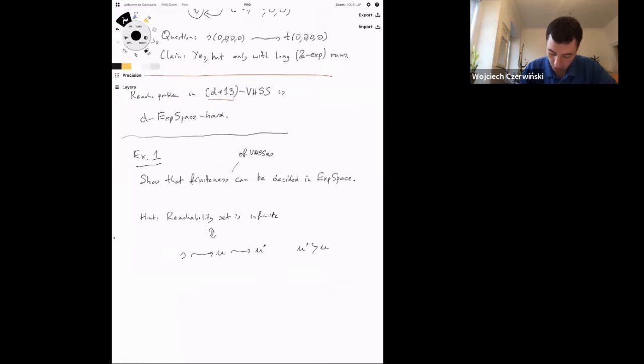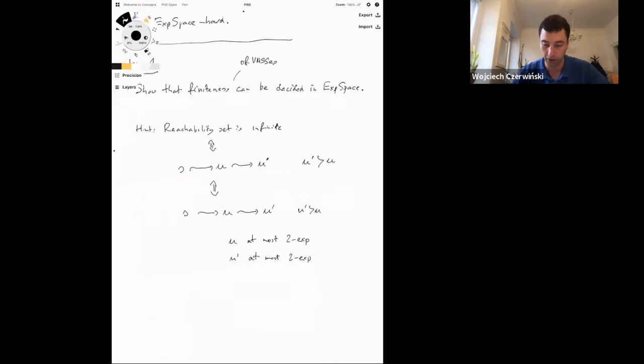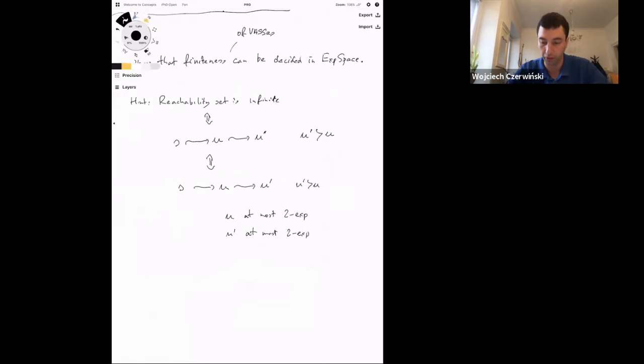So now it would be nice to have something like that: u at most doubly exponential, and u prime maybe also at most doubly exponential. I don't give you all the details of the property which we want to prove, but I think this is the direction where we should go. So a few minutes for thinking.